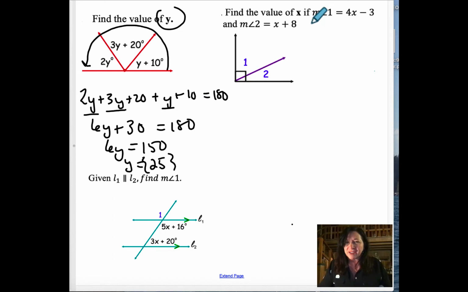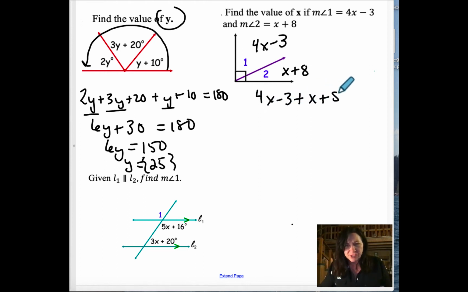Find the value of x if the measure of angle 1 is 4x minus 3 and the measure of angle 2 is x plus 8. So again, we know that these two angles add up to be 90 degrees because they're complementary. See the right angle there? So we would say 4x minus 3 plus x plus 8 equals 90 degrees. 4x plus 1x is 5x. Negative 3 plus 8 is 5.